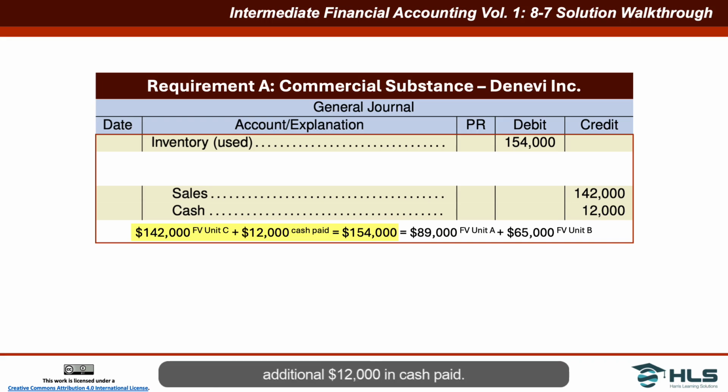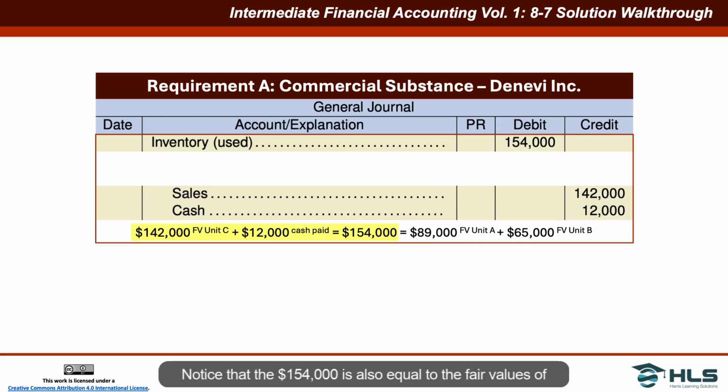Therefore, the value of the inventory of units A and B brought in as used inventory is the $142,000 fair value plus an additional $12,000 in cash paid. In essence, Denevy is selling Unit C to Panera for its fair value of $142,000 and paying an additional $12,000 in cash for units A and B. Therefore, Denevy will credit sales for $142,000, credit cash for $12,000, and debit a used inventory account for $154,000.